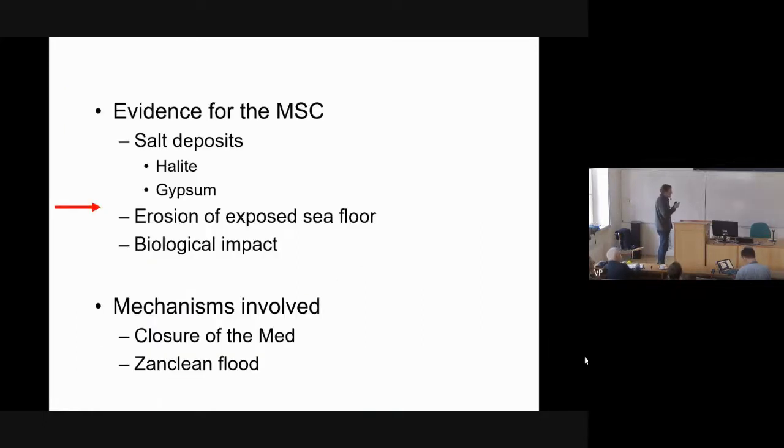Okay, that's about evidence for recording the Messinian Salinity Crisis. I will now continue to two more types of evidence, erosion and biological impact. And then I will move into what are the mechanisms that are responsible for all this.